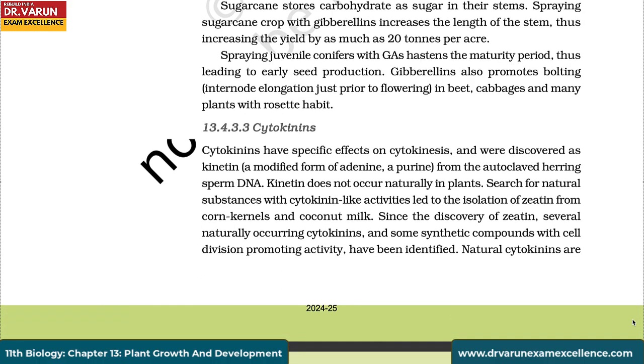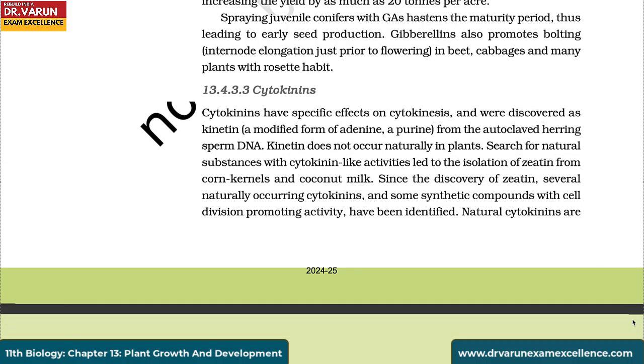Cytokinins. Cytokinins have specific effects on cytokinesis and were discovered as kinetin, a modified form of adenine, a purine, from the autoclaved herring sperm DNA. Kinetin does not occur naturally in plants. Search for natural substances with cytokinin-like activities led to the isolation of zeatin from corn kernels and coconut milk.